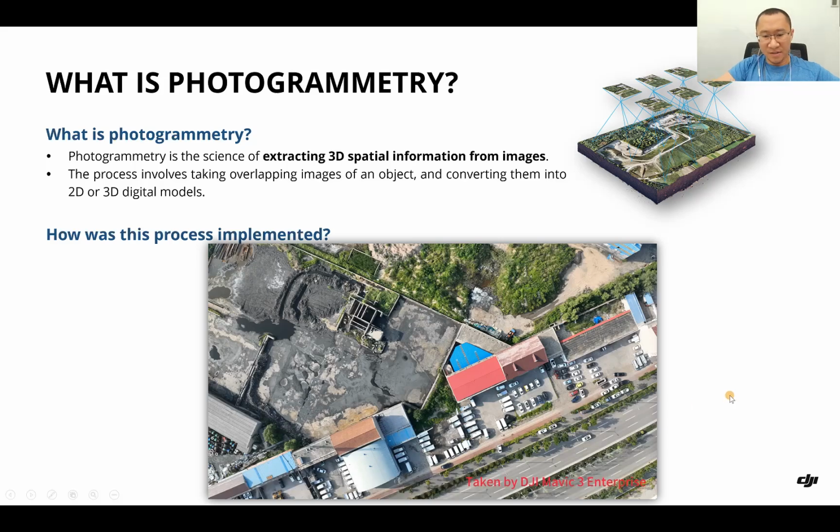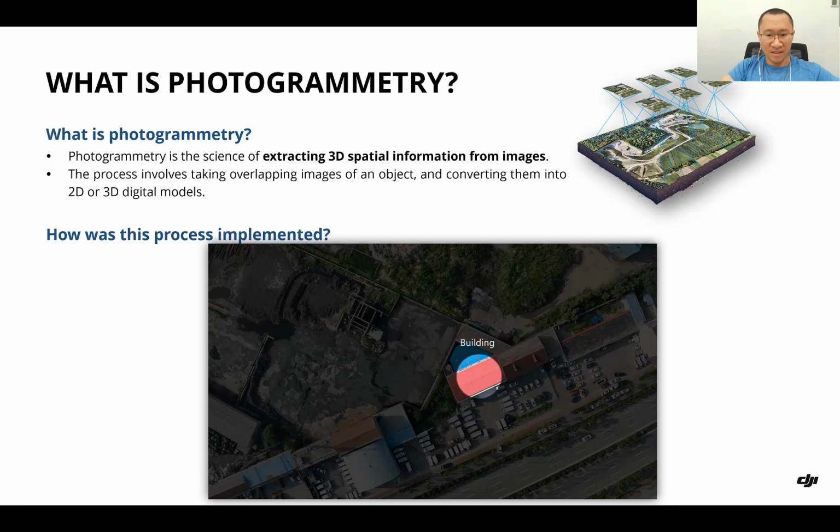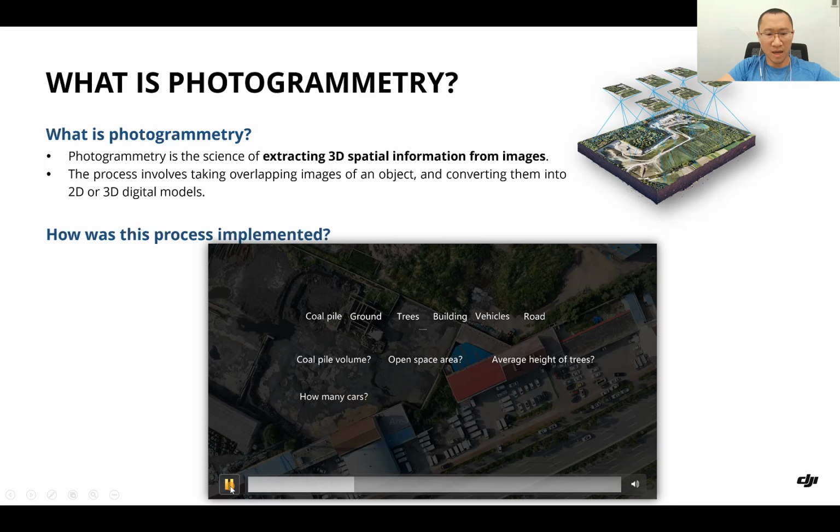As you can see, this is a photo taken by DJI Mavic 3 Enterprise, and actually this photo contains lots of information. So let's see what information it contains. It has building, road, vehicles, trees, ground, and coal pile. But what about other information? For example, the coal pile volume, the open space area, the average height of the trees, how many cars, area of the house, and the road width.